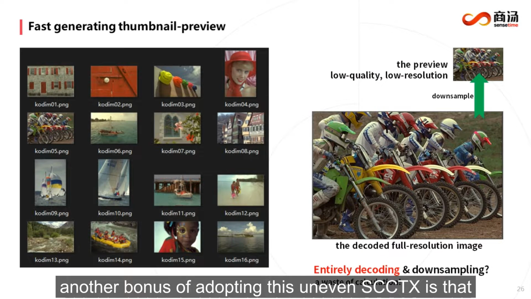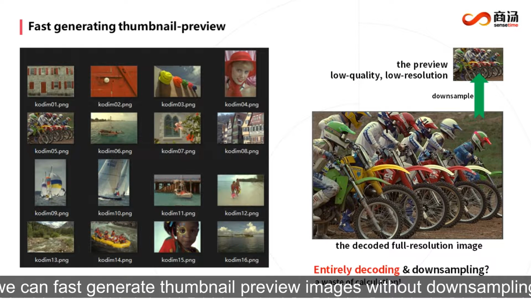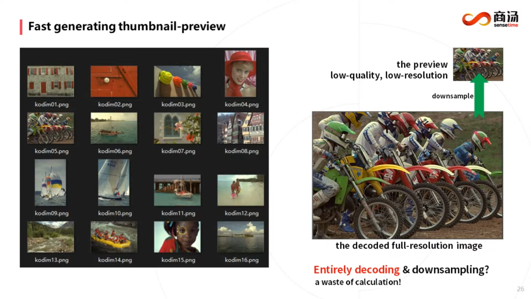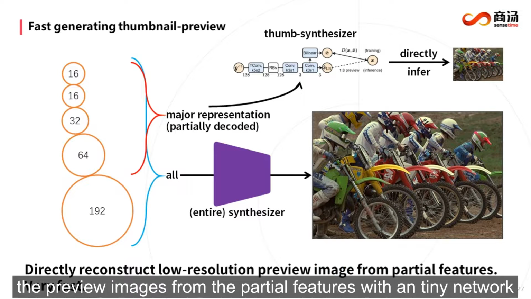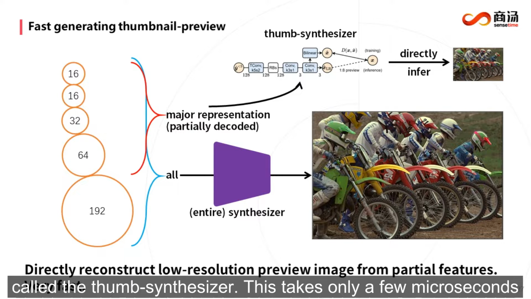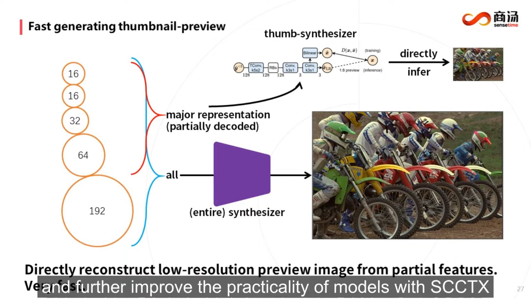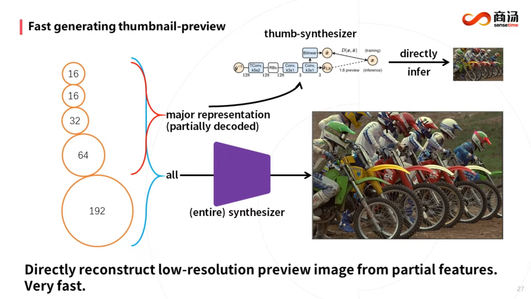Another benefit of adopting this uneven channel context is that we can quickly generate thumbnail preview images without downsampling the slowly decoded full-resolution image. Because of the information compaction, we can quickly reconstruct the preview images from the partial features with an extra network called the thumbnail synthesizer. This takes only a few microseconds and further improves the practicality of models with channel context.